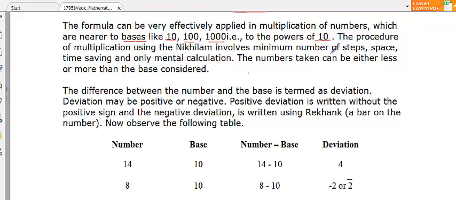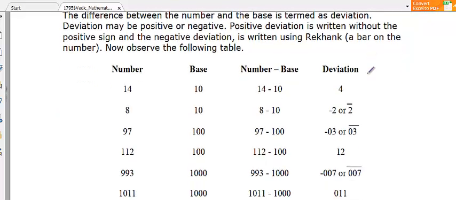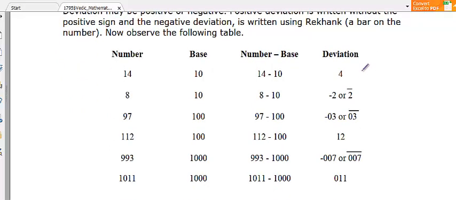So how will you find the base of any number? Let us suppose we have the number 14. The concept of the base: 14 is near to 10, so the base will be 10. Let us suppose there is a number 97. This is also a two-digit number, but it is near to 100, not near to 10. So the base of 97 will be 100.